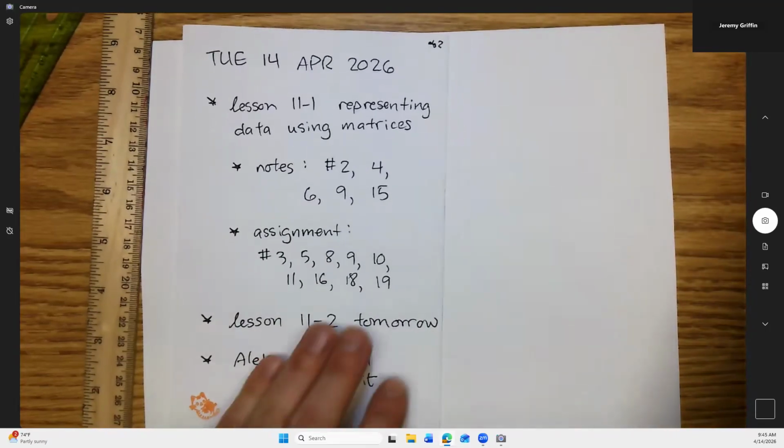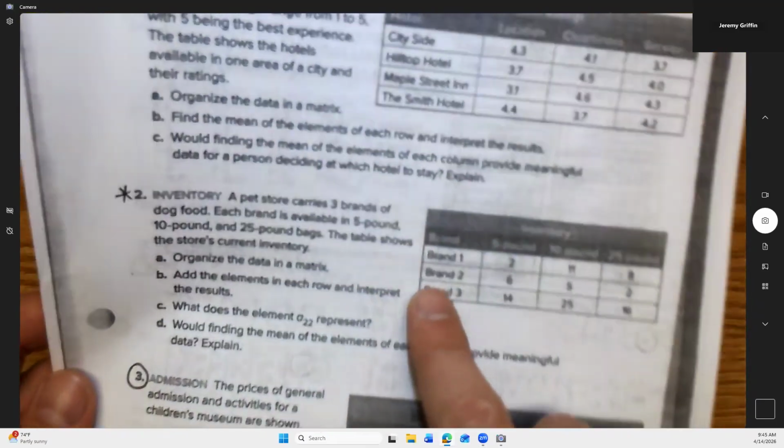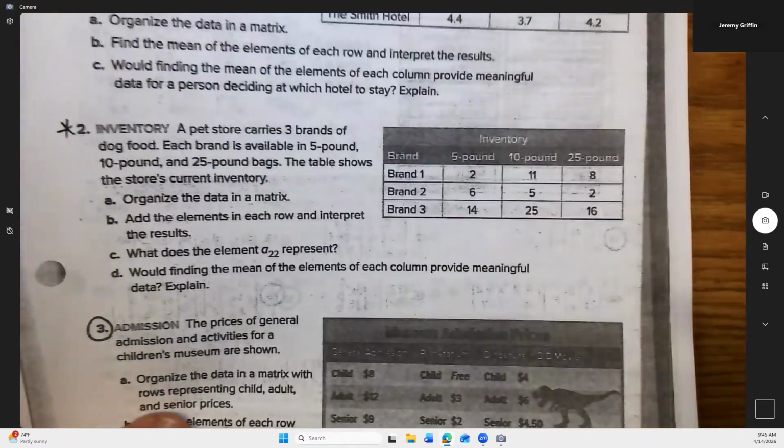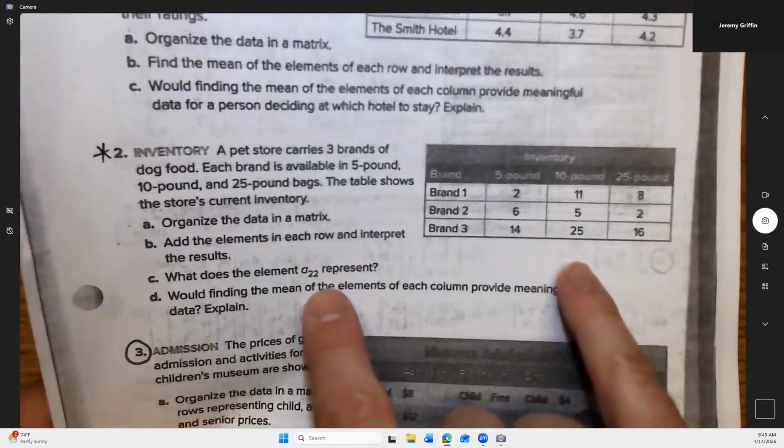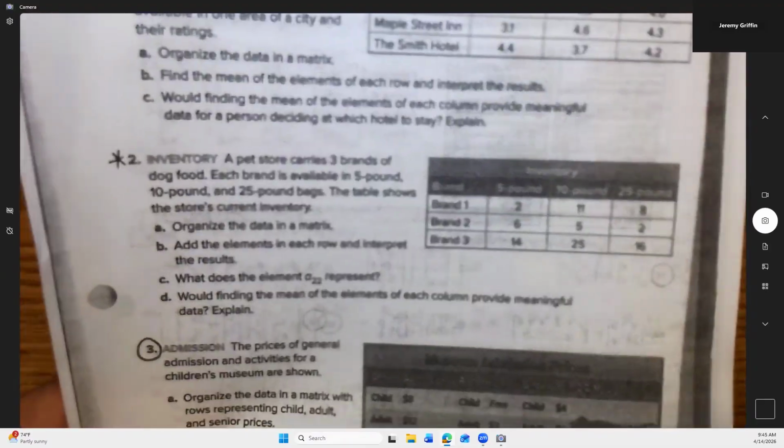All right, so you guys good with what we're doing? All right, so let's check out number 2. Okay, so this is for notes. Look at your packet. Does anybody still need one of these packets? If you do, I've got some extra ones up here.